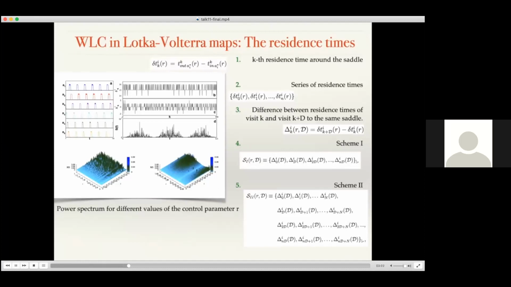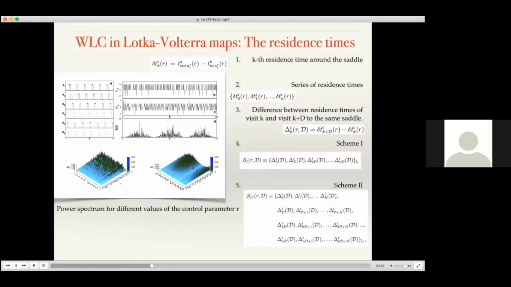So we can, from a set of these differences, establish a series of residence times, as is explicit at point 2. In fact, that series of residence times is shown in the upper panel with the letter B, where that series is a very fluctuating one. Using that temporal series, we can calculate the difference between residence times of the visit K and a visit K plus a certain temporal distance, capital D, to the same saddle. And we have now an additional temporal series called here Greek delta, which is displayed in panel C. With this temporal series, we built a scheme which is just assembling all of these capital Greek deltas to have a new temporal series as the one shown in panel C.